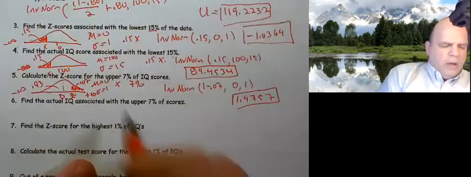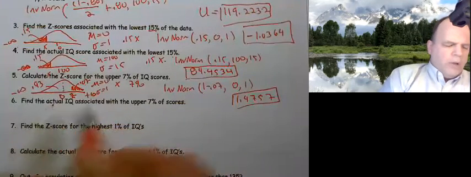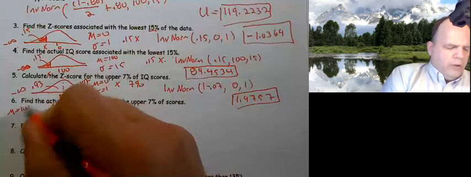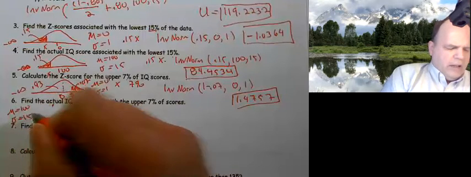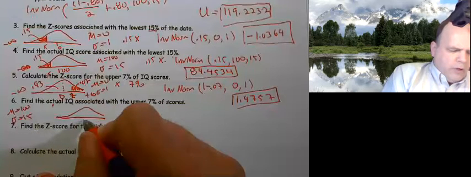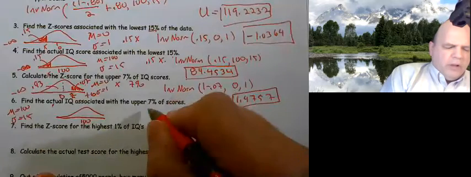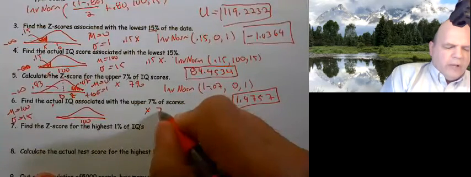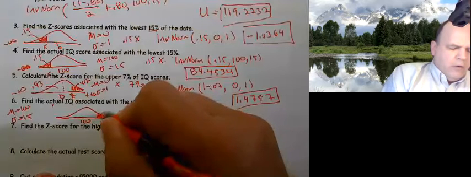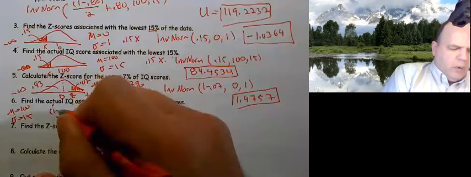Find the actual IQ. So now we're not working with the z, we're working with the actual scores, which was a mean of 100 and a standard deviation of 15. So here's my 100. We have an upper 7%. So I draw the X, 7 is above it. So we're shading from the right. So this is 0.07. So I'm going to have to subtract, and I'm going to go 1 minus the 0.07.